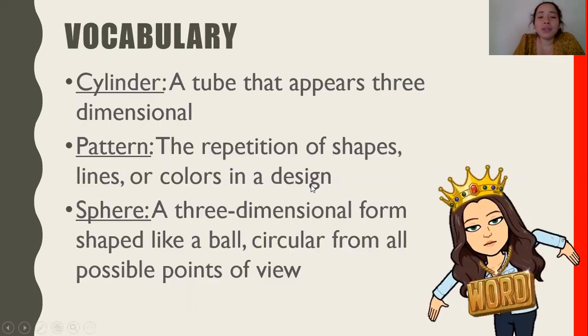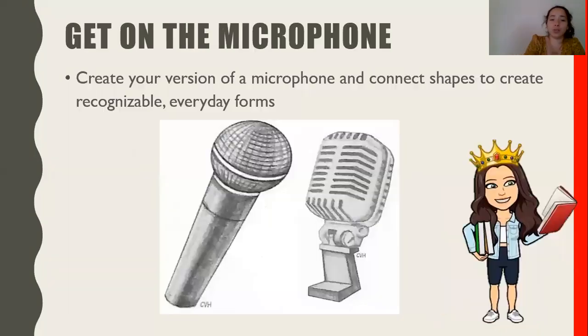So our vocabulary for today is cylinder. A cylinder is a tube that appears to be three-dimensional. So something that looks 3D, but it's a tube that looks 3D, that's called a cylinder. And then a pattern is when something repeats itself, right? So shapes might repeat themselves, lines or colors in a design, that's called a pattern. And a sphere is a three-dimensional form that's shaped like a ball, circular form from all possible points of view. So we go back to this circle that appears 3D, that's called a sphere.